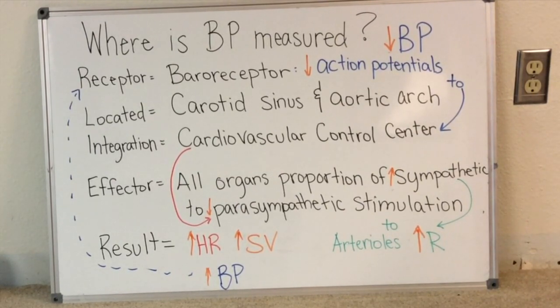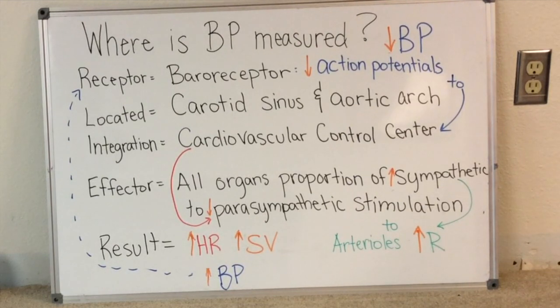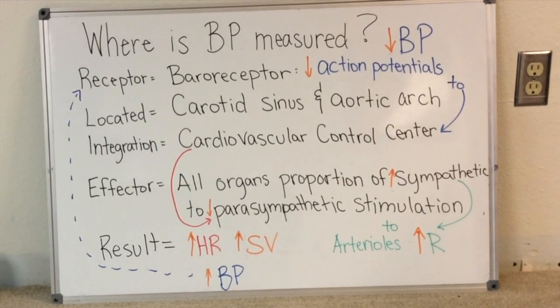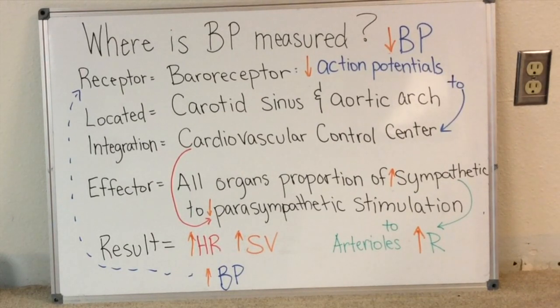If a decrease in blood pressure is felt in the carotid sinus or the aortic arch, the opposite will occur. There will be a decrease in action potentials to the cardiovascular control center to inform it of the decreasing blood pressure. It will therefore increase sympathetic stimulation to the heart, which will increase heart rate and stroke volume. It will decrease parasympathetic stimulation to other organs and increase sympathetic stimulation to the arterioles, increasing resistance through increased vasoconstriction. These will act to increase blood pressure, which will then be detected by the baroreceptors.